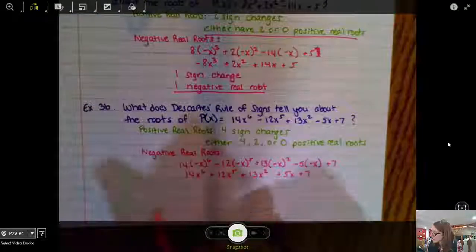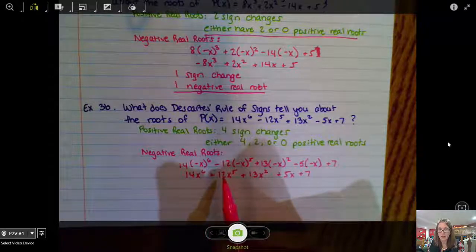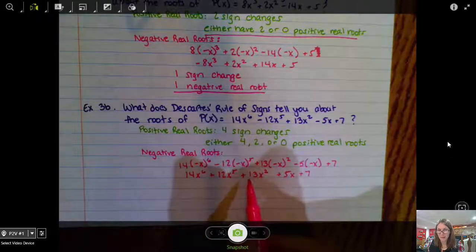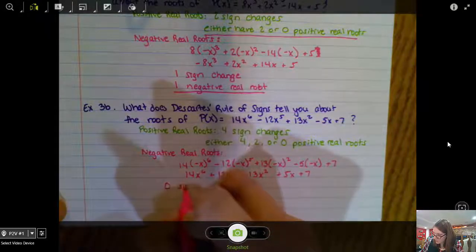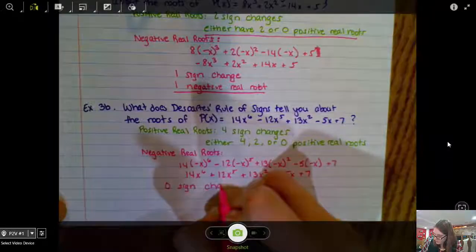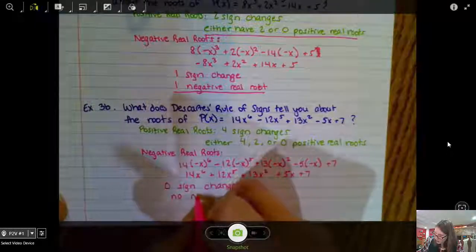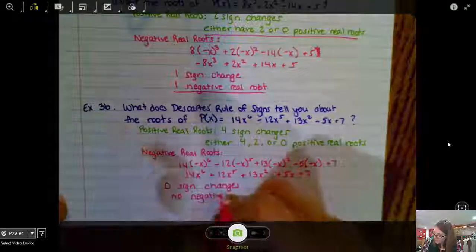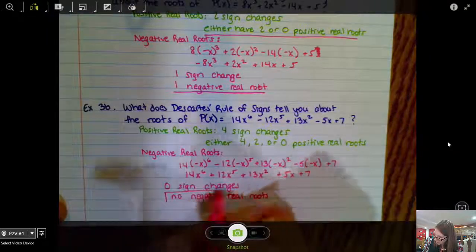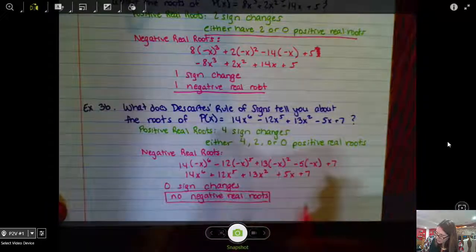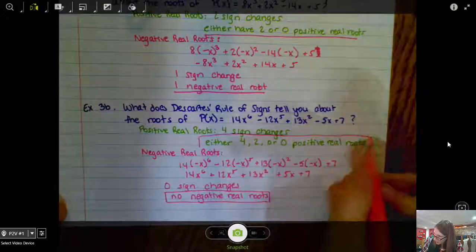Now we count up our sign changes. I start off with a positive coefficient. My next coefficient's positive, and then positive, and then positive, and positive. So there are 0 sign changes, which means there are no negative real roots. So again, no negative real roots, and we have either 4, 2, or 0 positive real roots.